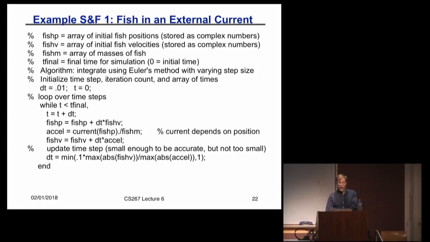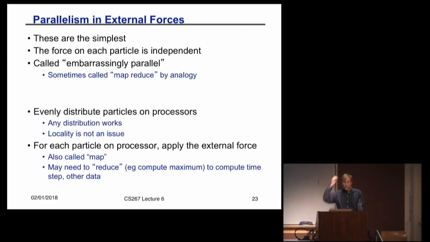Okay, so that's external forces. These are the simplest by far, and we call it embarrassingly parallel, or map reduce, by analogy to that old name that was invented at Google. So the map is where you apply a function independently to a whole bunch of processors. Nobody depends on anybody else, and the reduce is where you compute a max or a min or some other function of some of the data, and so this is very straightforward.